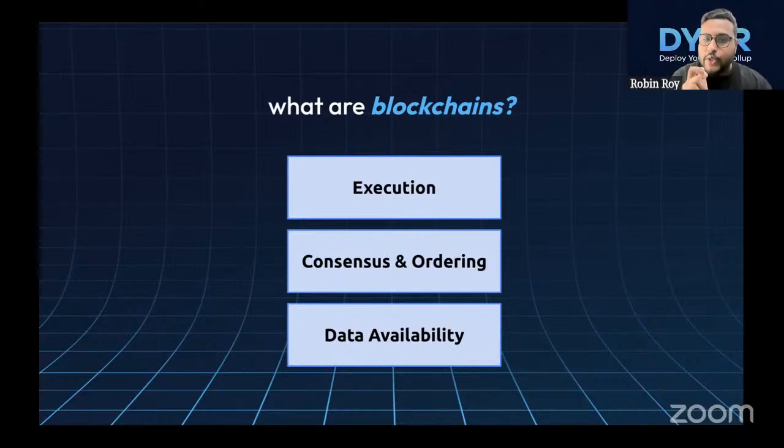But how do you get consensus on the ordering? So how do you verify later on that the execution was done properly based on the ordering that we have? That is where we need the data availability. Data availability is basically the data behind those transactions. Nobody else can actually verify the execution without knowing the data.